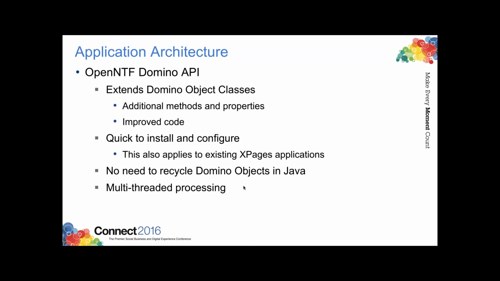Other than that, there was really nothing else that needed to be done, with the exception of maybe one or two changes in how I loop data and how I reference the session object. That was it. It's as easy as that. You can have the OpenNTF Domino API running in no time, and it works. Finally, one of the features that we'll be discussing soon enough is multi-threaded processing, but I'll leave it for the next few slides and give you a little more of a hands-on example on that.